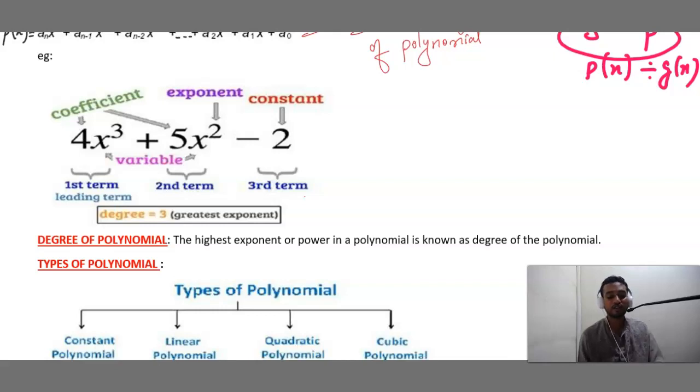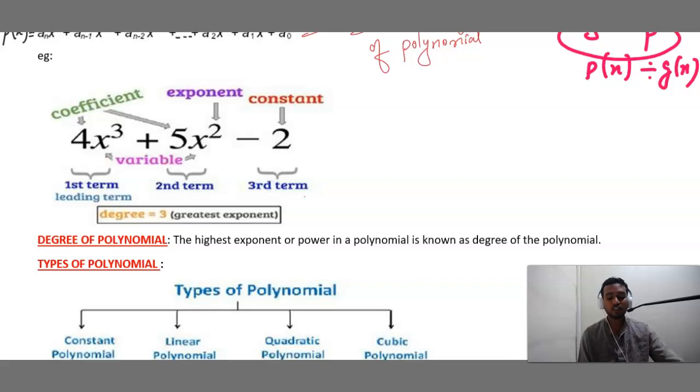In this, can you identify which are the coefficients? 4 and 5 are coefficients. Which is the variable? x is the variable. Now, who is having the highest exponent, meaning degree? 3 is the highest degree. So according to this question, they may ask you to write the degree of the polynomial. What is the degree of the polynomial? 3. Understood? So degree is equal to 3.